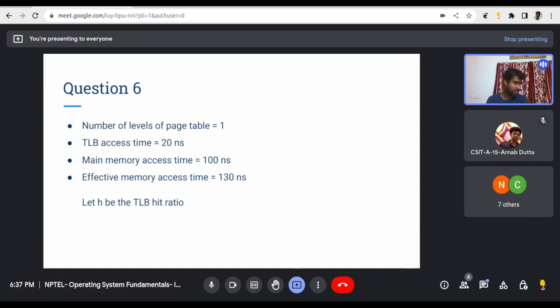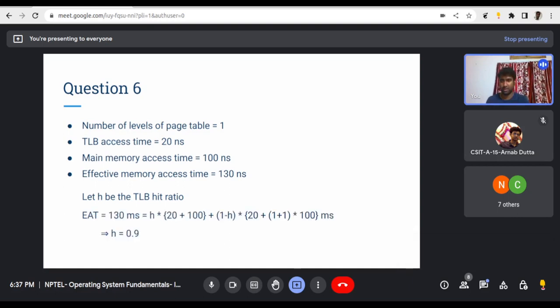Anyway, let's get to the answer now. So the effective access time, as I was saying, is H into 120 plus (1 minus H) into 220, that is equal to 130 milliseconds, so H comes out to be 0.9. If anyone has any doubt, you may use the chat box. Okay. Let's get to the next question now.